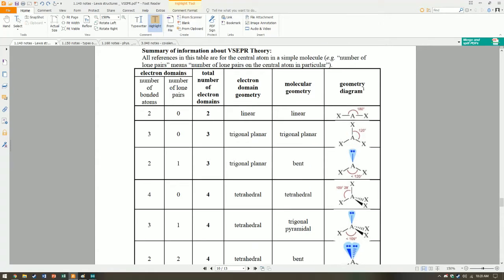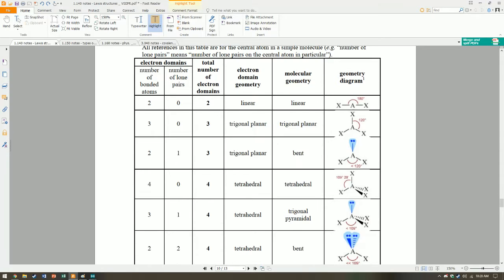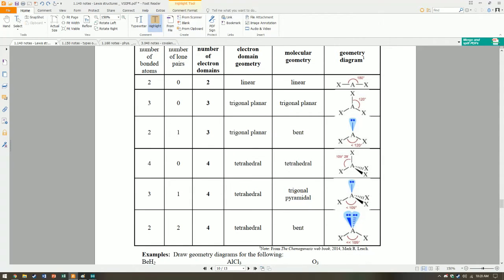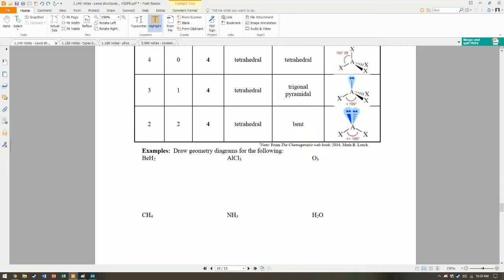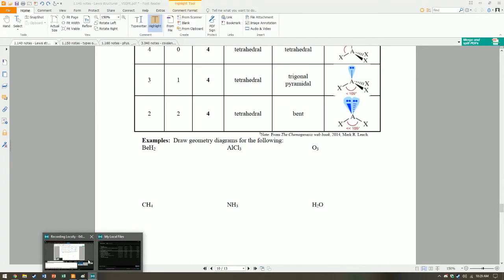So there are some rules for drawing geometry diagrams. We use this wedge and dash notation here, as we can see. The wedge indicates it's in front of you, whereas the dash indicates it's behind you. It's hard to do in 3D space, but I'll try. I'll only focus on one example just for the sake of time.